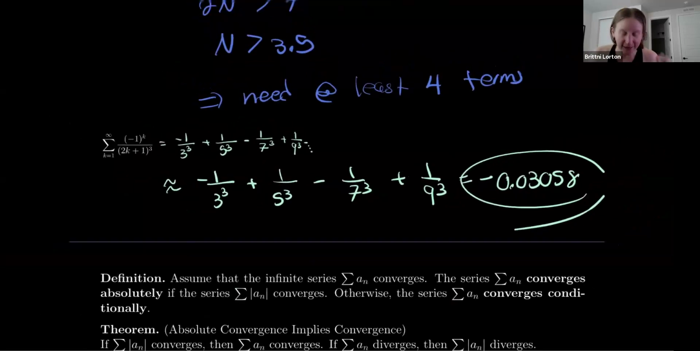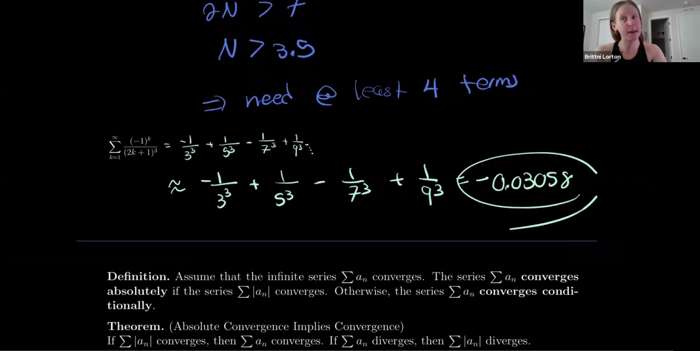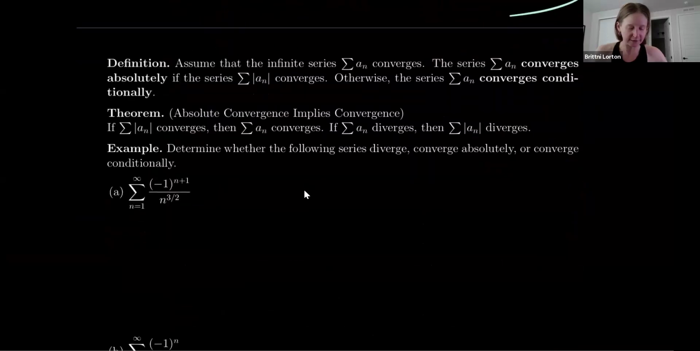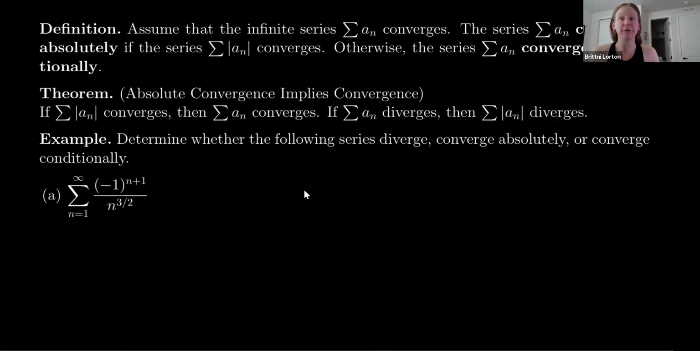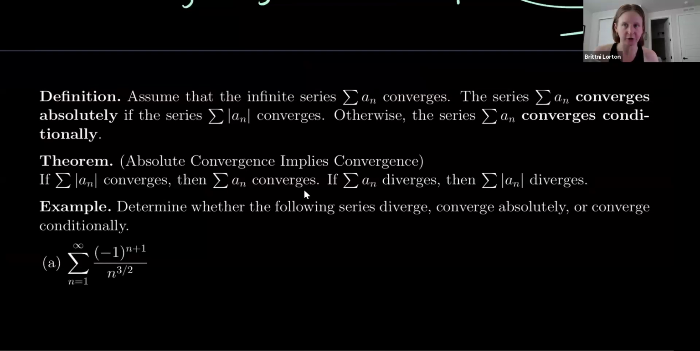Okay, so now we have the alternating series test and the remainder in an alternating series, and now we have a couple more definitions for alternating series. All right, so this is the last part of 5.5. Sorry, let me show that better.